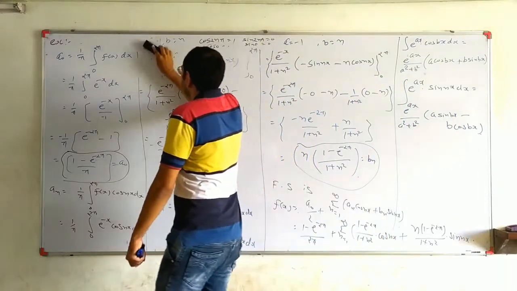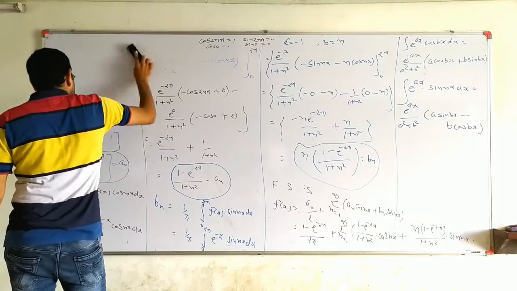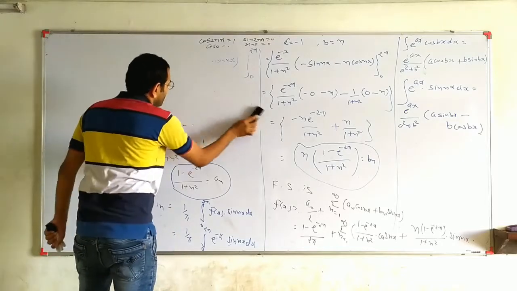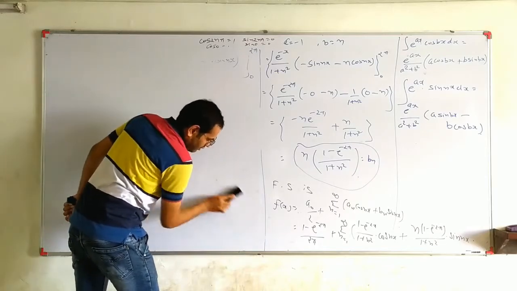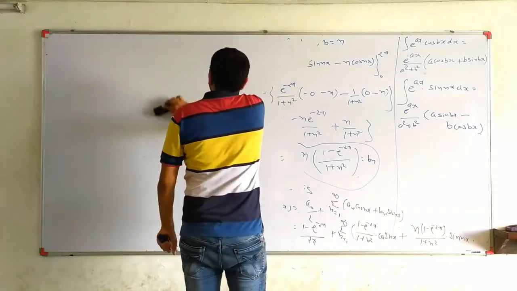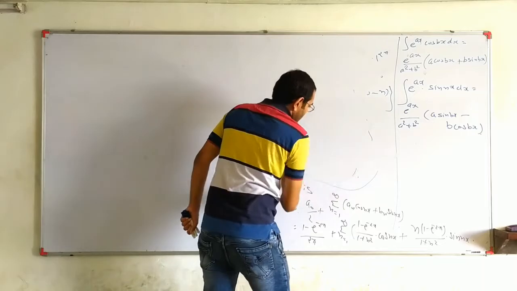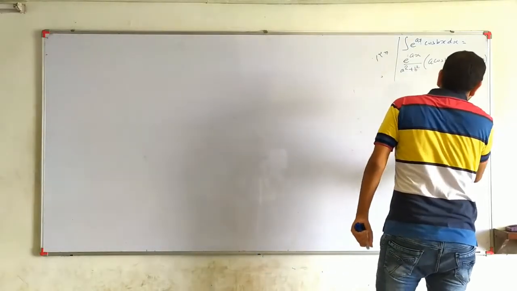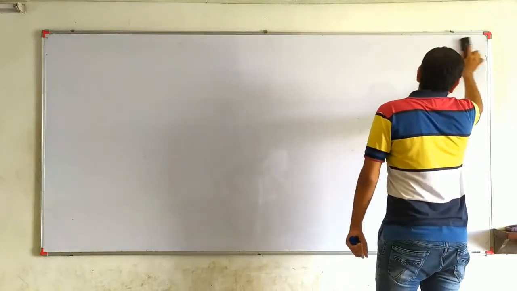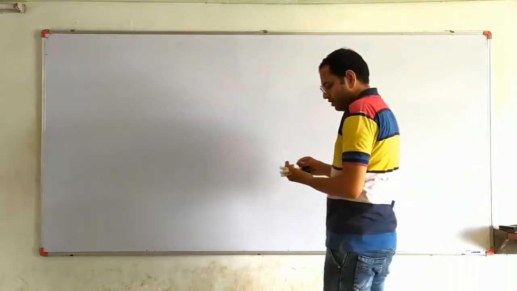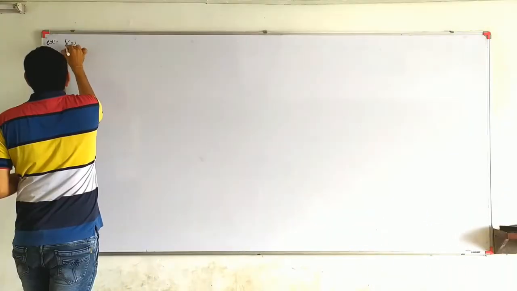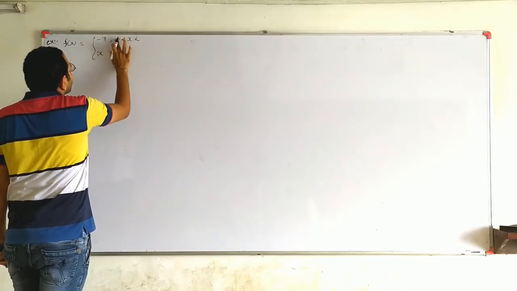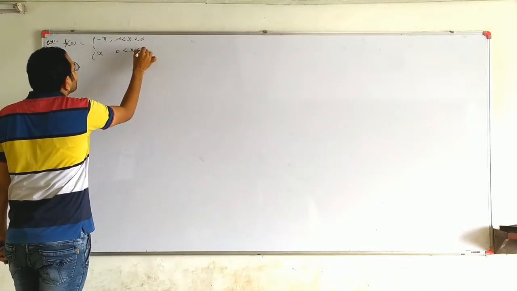The next example is to find the Fourier series of f of x equal to minus pi for x in the interval minus pi to 0, and x for 0 to pi.